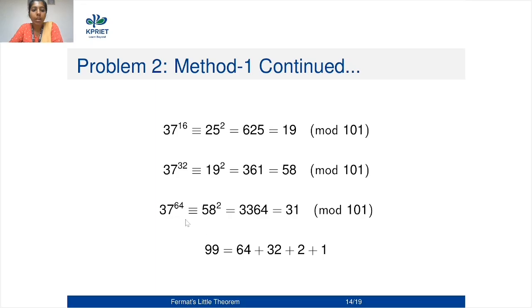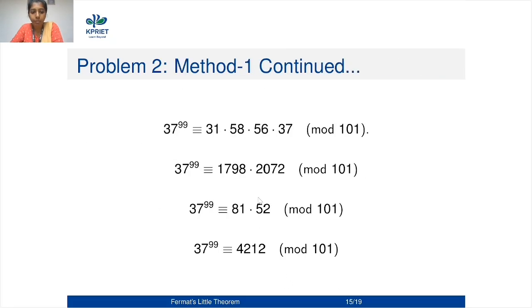Now I can rewrite the powers as 99 equals 64 plus 32 plus 2 plus 1, which means I can find the remainder of 37 power 99 with the help of 37 power 64, 37 power 32, 37 power 2, and 37. So if I have those remainders, then I can easily find the remainder of 37 power 99. To find these remainders, I can take the values from these steps.